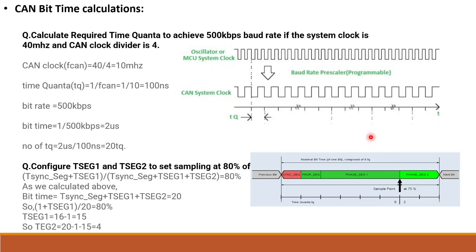This is one of the parameters we use to shift the width a little to the left or right. If you want to shift a little bit to the left side or right side, the synchronization jump width is mainly required. This is how we do the bit timing calculation.